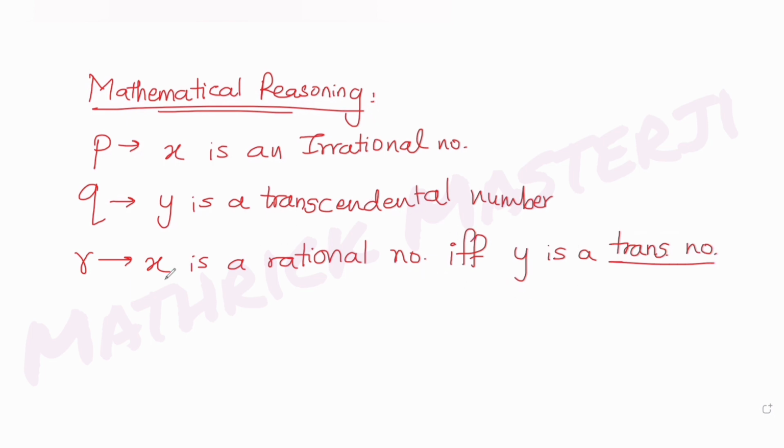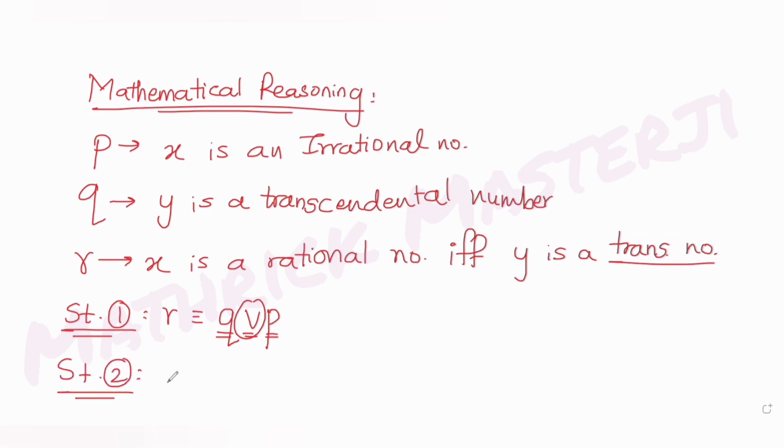And further, the question tells us in statement 1, which says R is equivalent to either Q or P. So Q or P, I can write that as Q cup P because "or" is replaced by cup. And second option, statement 2, R is equivalent to negation of P double implied negation Q. So that is also given to us.